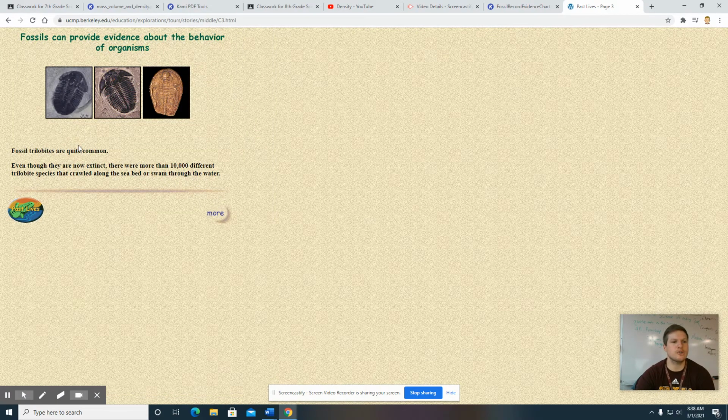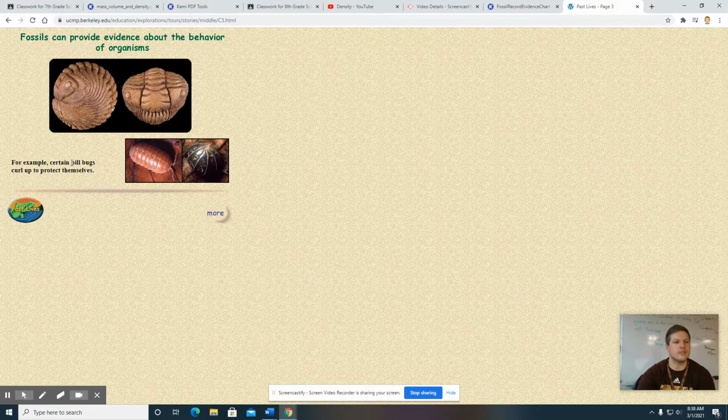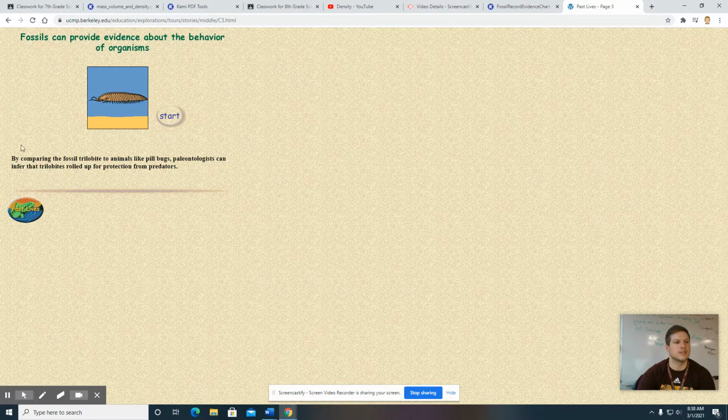Now, fossil trilobites are quite common. Even though they are now extinct, there were more than 10,000 different trilobite species that crawled along the seabed or swam through the water. This fossil trilobite is unusual because it is curled up. See how it's curled up there? This behavior is common in some living animals. For example, certain pill bugs curl up to protect themselves. By comparing the fossil trilobite to animals like pill bugs, paleontologists can infer that trilobites rolled up for protection from predators.